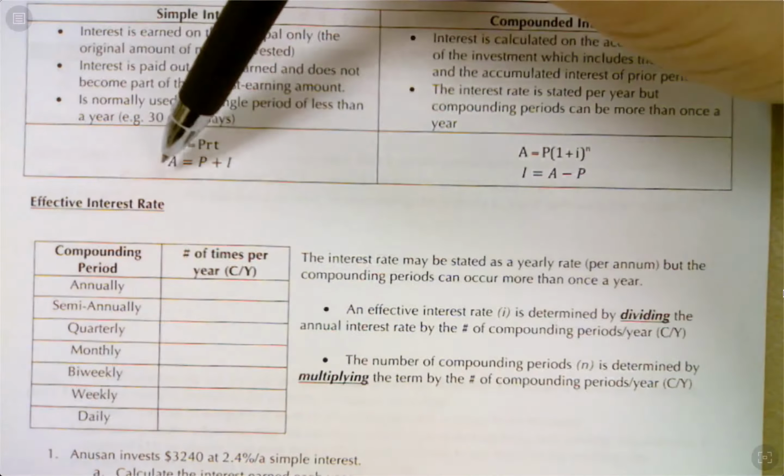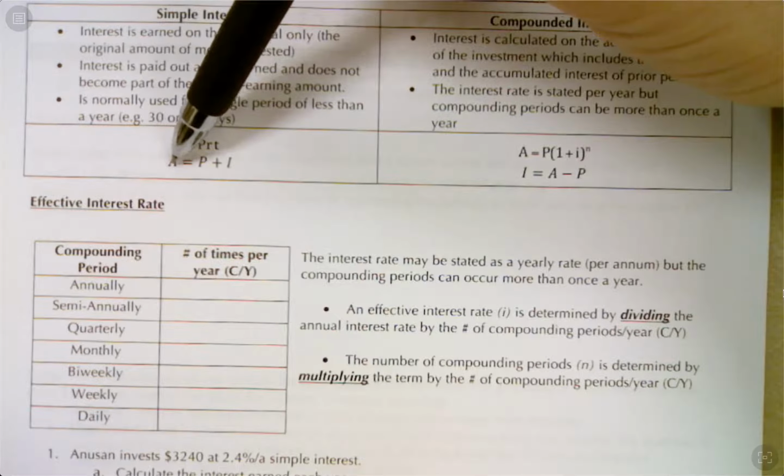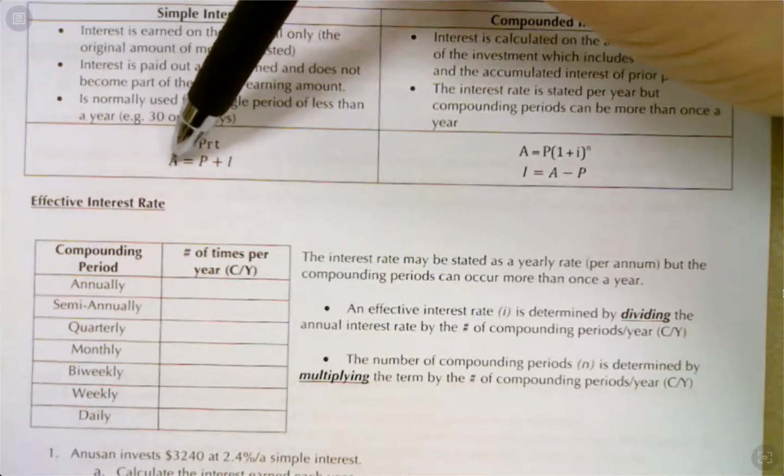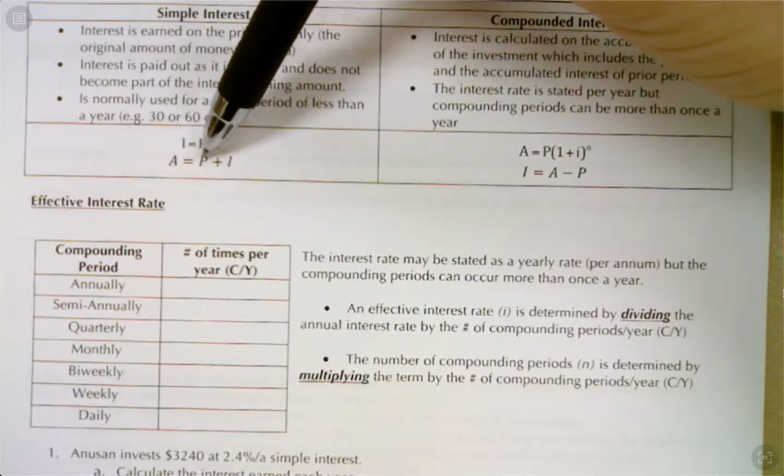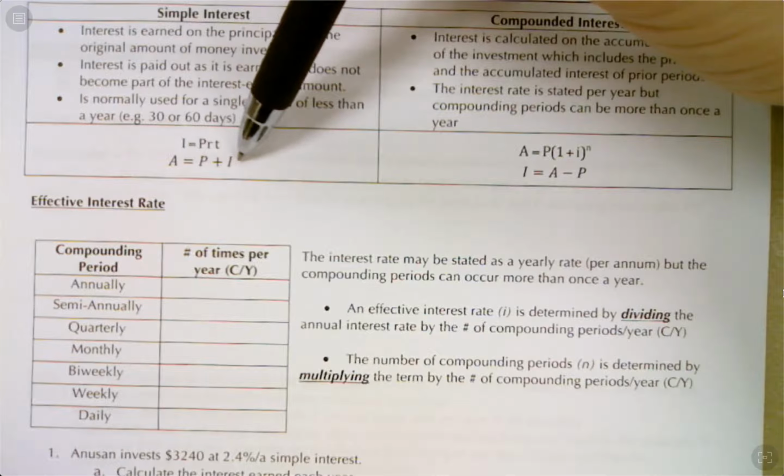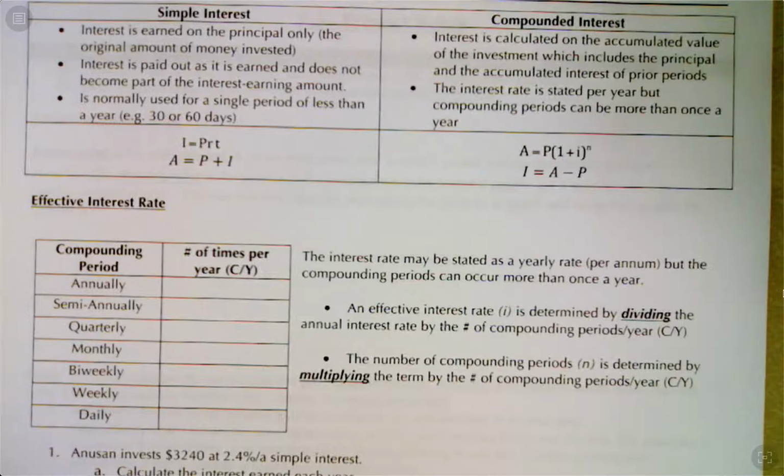The second equation means A stands for amount or final amount. Final amount is calculated by adding how much you started with and how much interest you earned, and that kind of makes sense. So let's see if we can break this down.